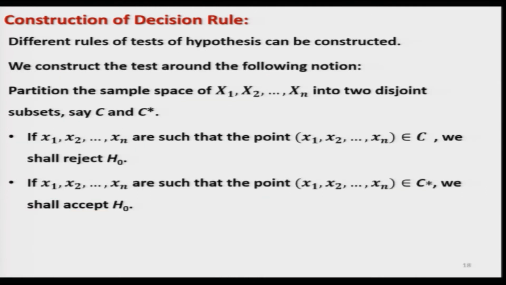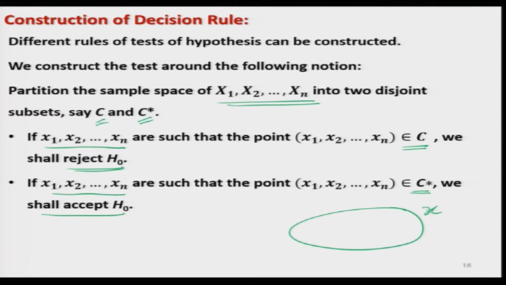Okay. So, now there are different ways to obtain such rules of a test of hypothesis, and they can be constructed, but we are going to construct such a rule in the following way. We will try to partition the sample space of x1, x2, ..., xn into two disjoint subsets, say C and C star. And we will simply say that if the observations x1, x2, ..., xn are such that they fall in the region C, we shall reject H naught. And in case the observations x1, x2, ..., xn fall in the region C star, we shall accept H naught.